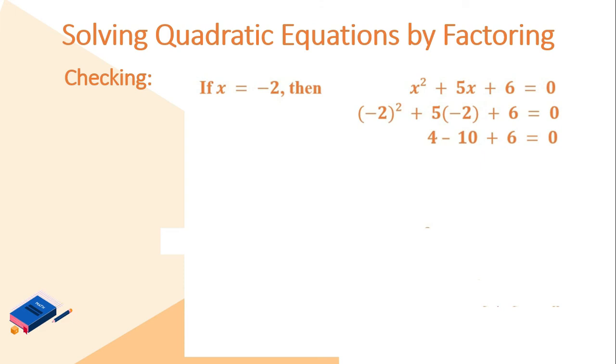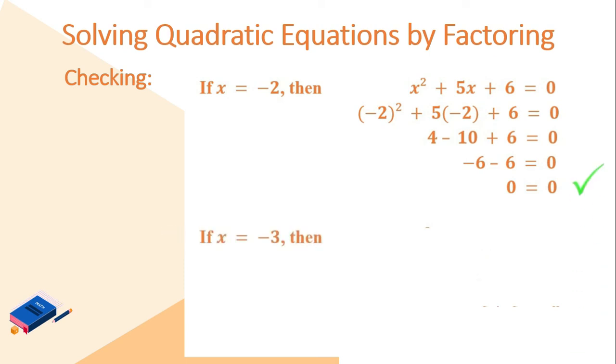So we have negative 2 squared, that is 4. 5 times negative 2, that gives us negative 10, plus 6. So unlike signs, we subtract 10 take away 4, that gives us 6. We copy the sign of the larger number, which is negative 6. And we also have positive 6 here. So unlike signs, we have to subtract, and that gives us 0 equals 0.